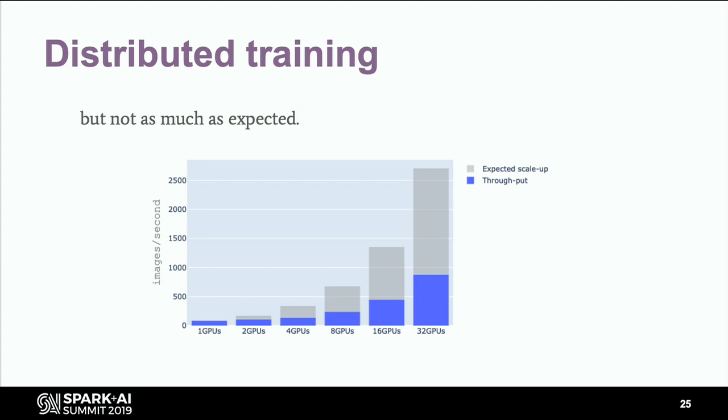To be honest, I don't know why. So we are still in the process of investigating this. It could be that Siamese network is not optimal for distributed training, or it could be that we hit some I/O issues for Hoverboard Runner. So if any of you have any experience with distributed training on Hoverboard Runner, you're very welcome to give some tips after this talk.